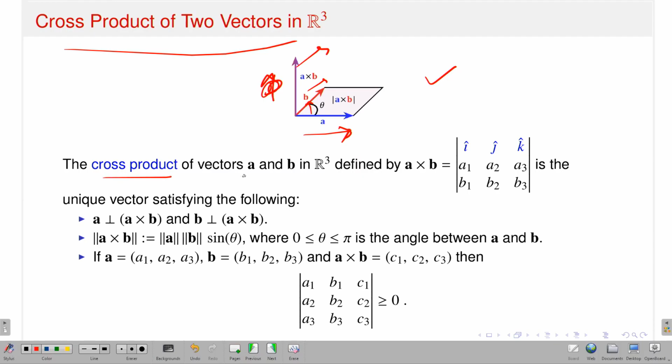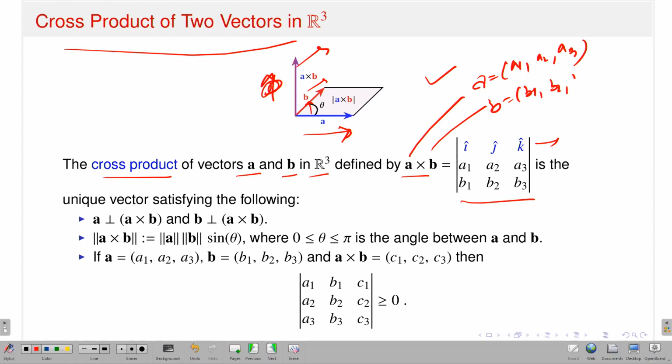The cross product of two vectors A and B in R3 is defined as A cross B, and you can write it in terms of the determinant. The first row should be i cap, j cap and k cap, that means the corresponding unit vectors, and then you have the vector A with components A1, A2, A3, and the vector B with components B1, B2, B3. Then A cross B is a vector.